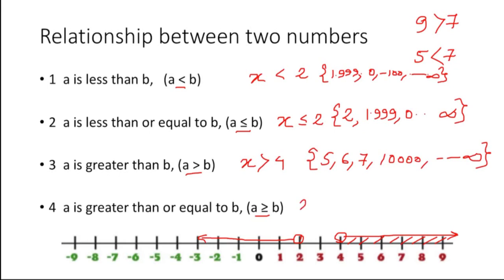And x is greater than or equal to 4 would include all the values that the previous inequality would include, as well as the value 4. So 4, 5, 6, 7 up to infinity. I hope the idea of these inequality symbols is clear to you guys.